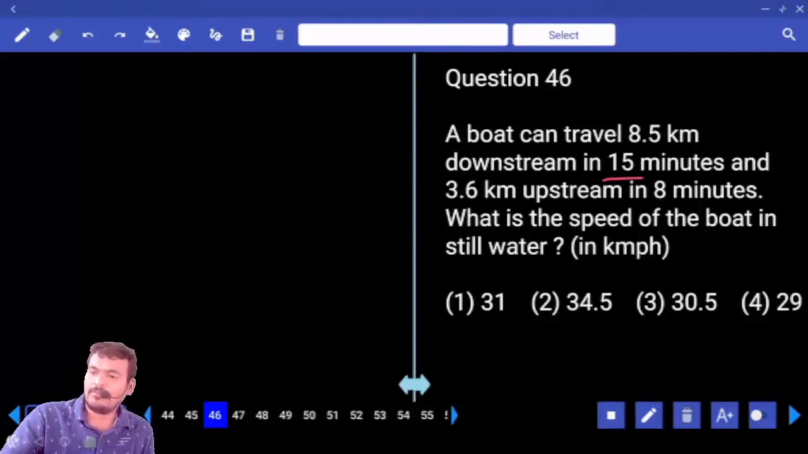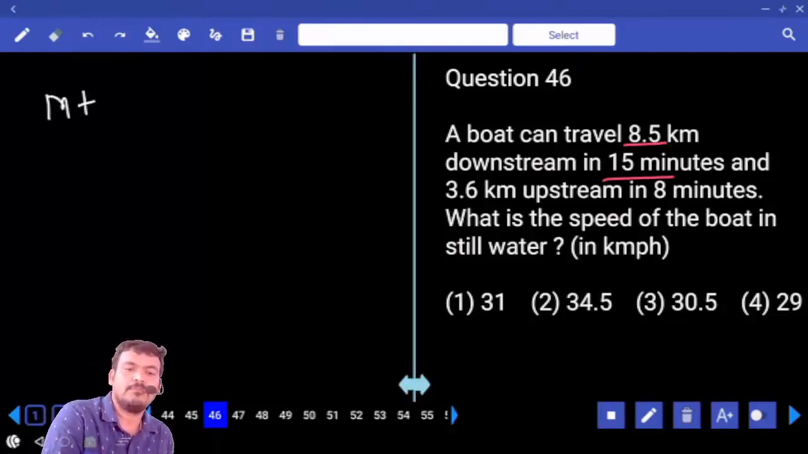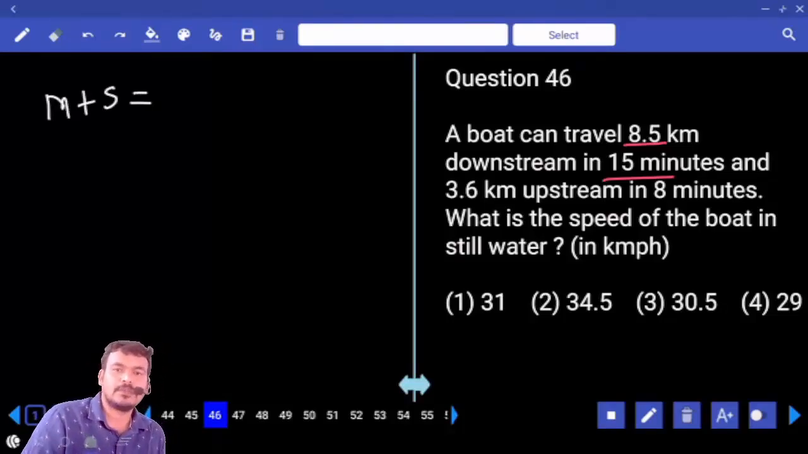Okay. Every 15 minutes, how much distance is traveled? 8.5. 15 minutes, 8.5 means 30 minutes, 17. 60 minutes, 34. 60 minutes means 1 hour or 2 hours? 1 hour. Speed is always per hour value or per minute value? Per hour value. Then downstream speed means M plus S or M minus S? M plus S. That is equal to how much value? 34 kilometer per hour.